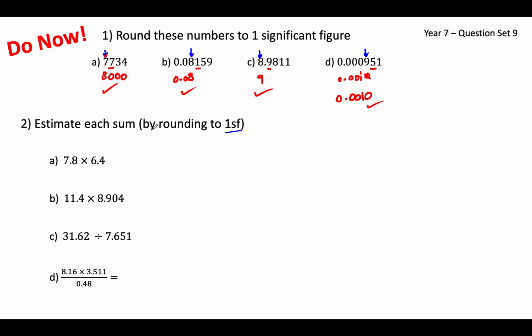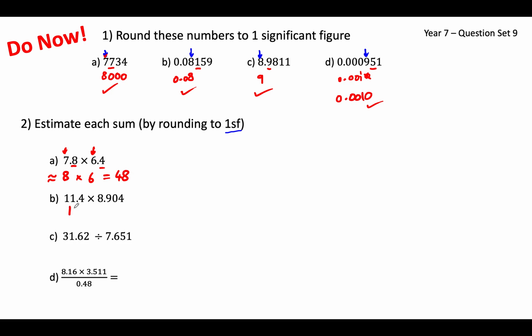Okay, estimate each sum by rounding to one significant figure. So we're going to round this to one significant figure. Check the next one across. It becomes an 8. And 6.4, that's the highest value digit. So check the next one. It stays as a 6. And then we do 8 times 6. 6 8s are 48. Okay, so that's roughly equals. That's an approximately equals sign there. So it's approximately equal to 48.